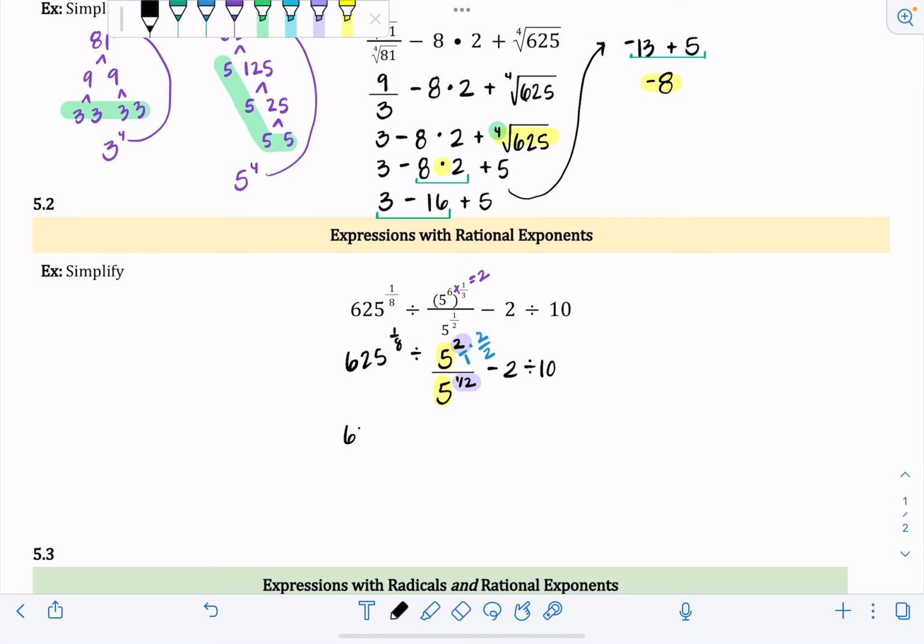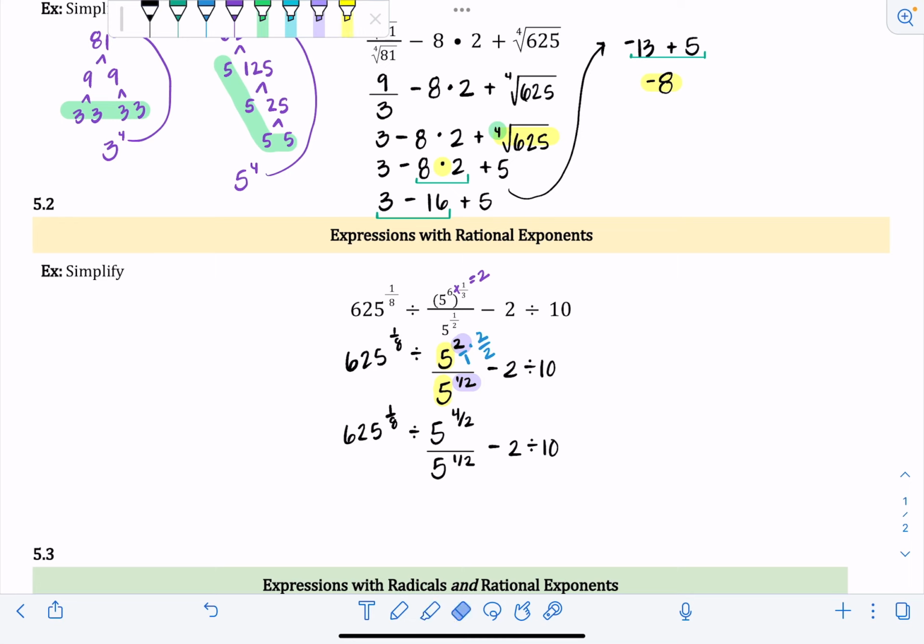So I'm going to bring down this 625 to the 1/8 and then divided by 5 to the... if I just multiply straight across here, it's 2 times 2, so 4 over 2, and then over 5 to the 1/2, and then minus 2 divided by 10. And then now I can go ahead and subtract these exponents.